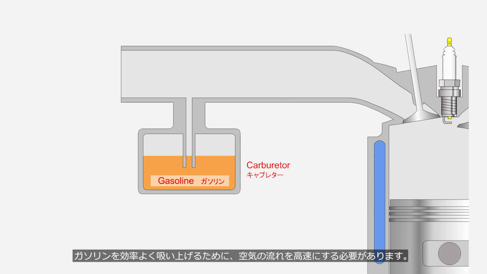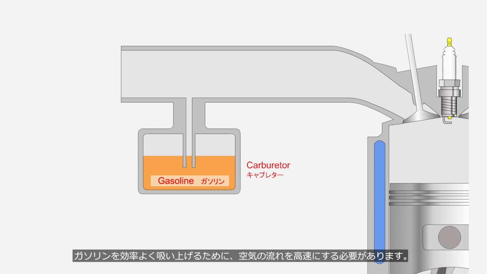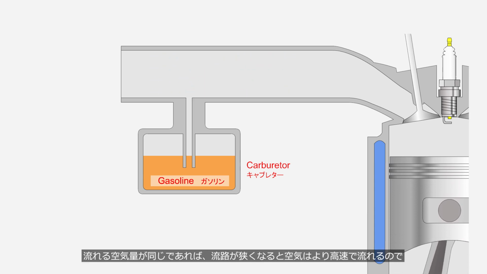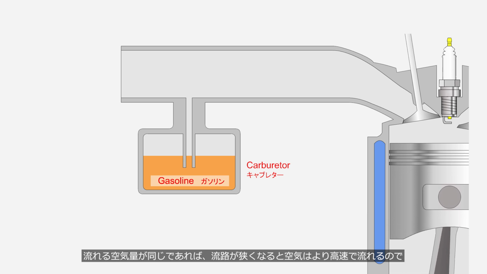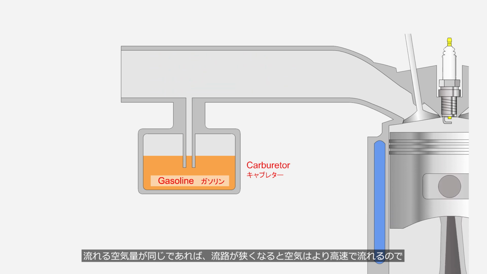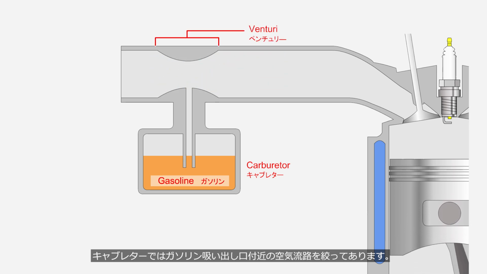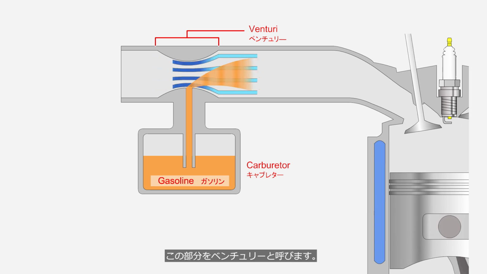In order to efficiently draw up gasoline, it's necessary to increase the speed of the airflow. If the volume of airflow remains the same, narrowing the passage causes the air to flow faster. So in the carburetor, the airflow near the gasoline outlet is restricted. This part is called the venturi.